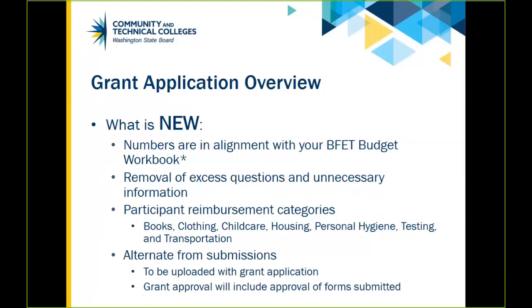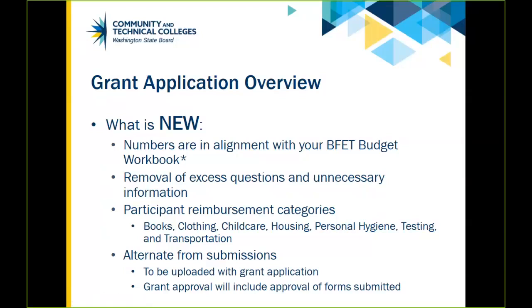Removal of excess questions and unnecessary information. This was really exciting. We worked together to best capture the intent of your program and the services you provide. We were able to remove questions that were duplicative in nature and gave us no pertinent information, allowing us to streamline the grant application tremendously and rely on your BFET budget workbook.